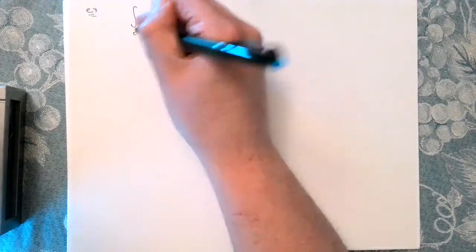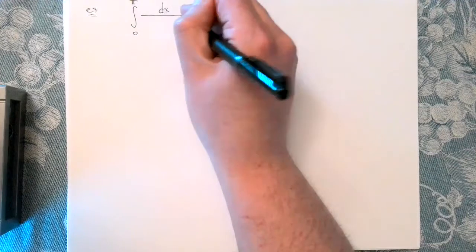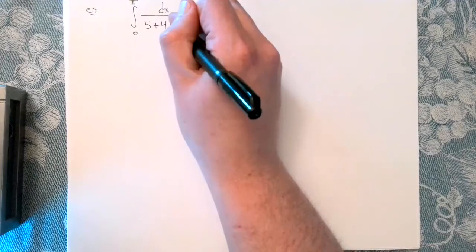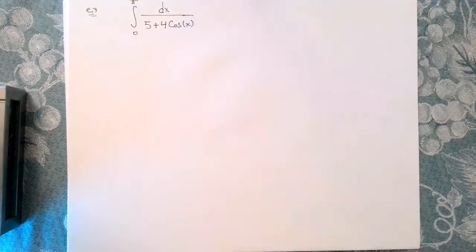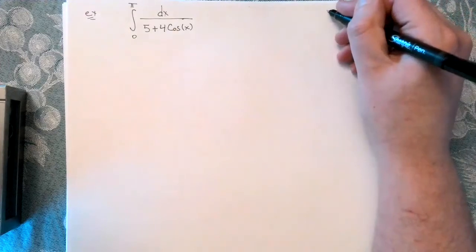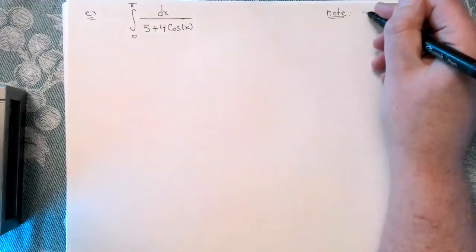All right, so we've got the integral from 0 to pi of dx over 5 plus 4 cosine of x. And at first glance, it seems like, what on earth can we do with this? What could we possibly do to make this solvable? But here's where we get to be kind of clever. So let's note something that might seem kind of silly, but it turns out it's not silly.